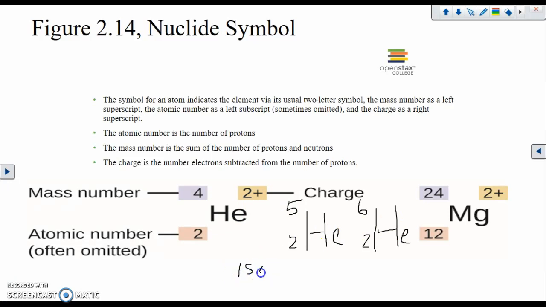These 3 are called isotopes. Isotopes in this case are atoms of the same element because they have the same number of protons. However, since they have a different number of neutrons, they are called isotopes. Okay?